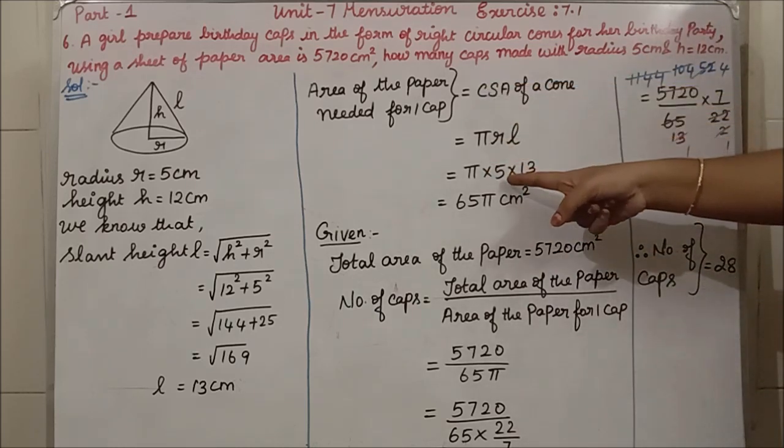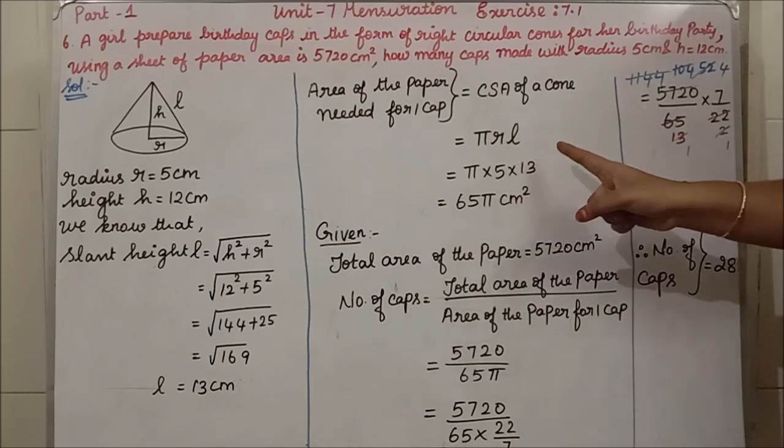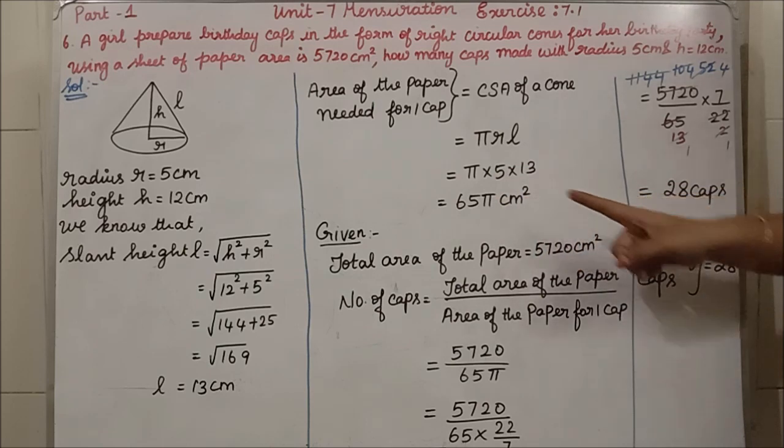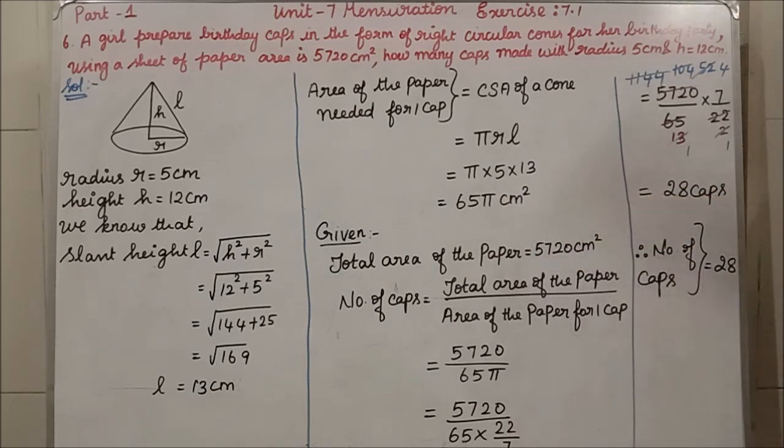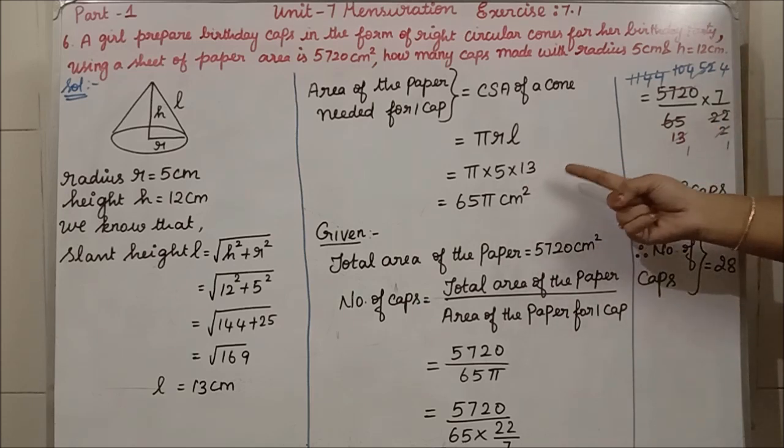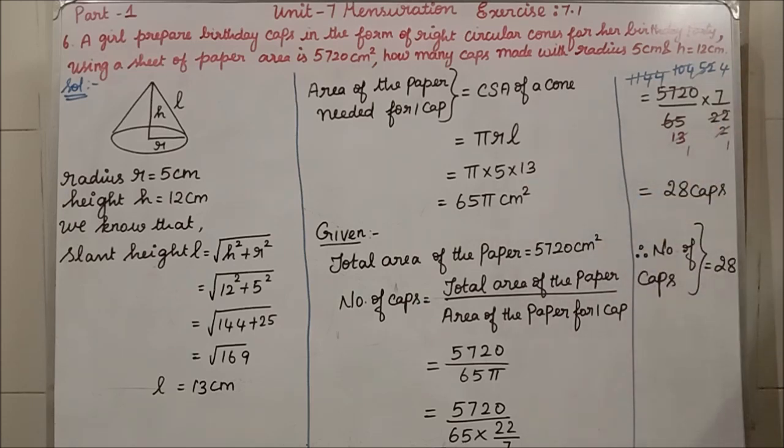The radius given is 5, and L we have found now is 13. So 5 into 13 is 65 pi centimeter square. For one cap, she is taking 65 pi centimeter square of area.